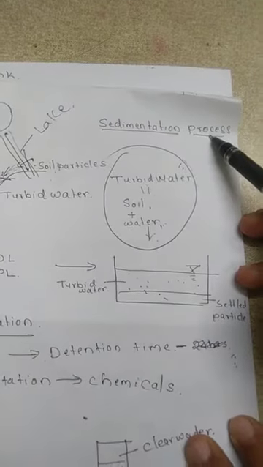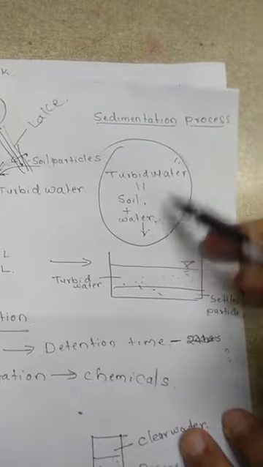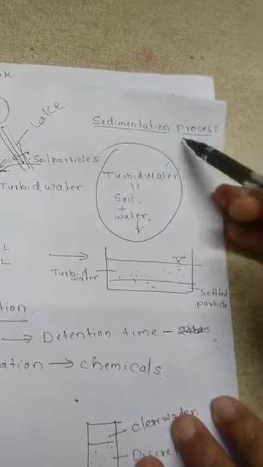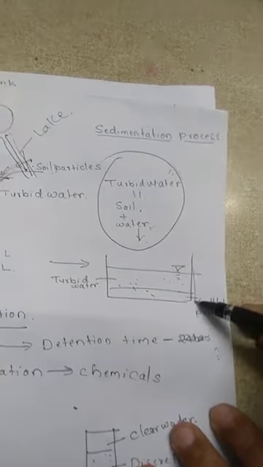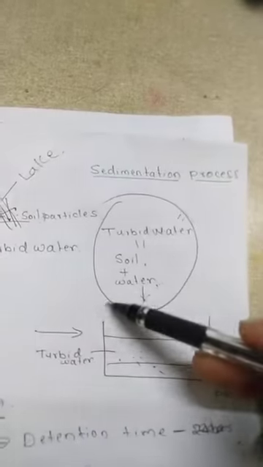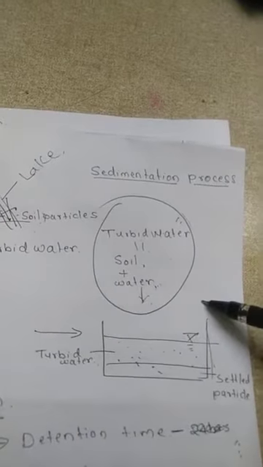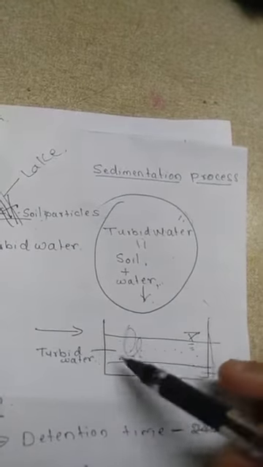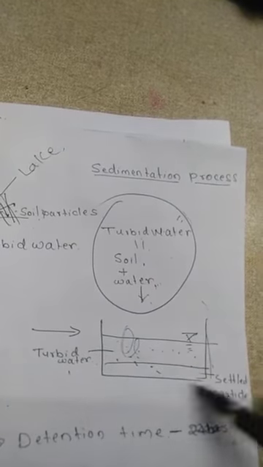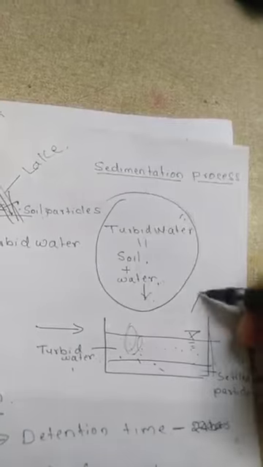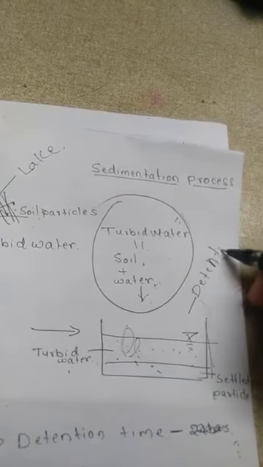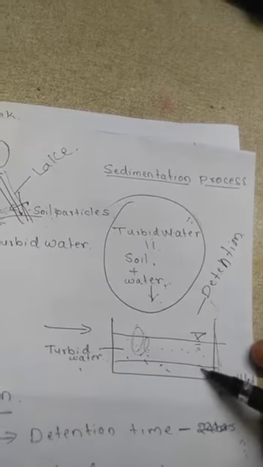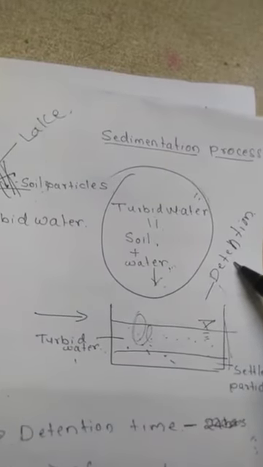Now, what is the sedimentation process? We already know that the mixture of soil plus water is the turbid water. In the sedimentation process, we take this turbid water in a tank and store it for a certain amount of detention time. Detention time is nothing but how much time we store this turbid water in the tank.